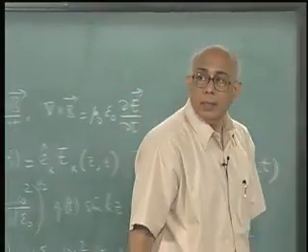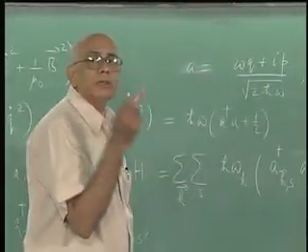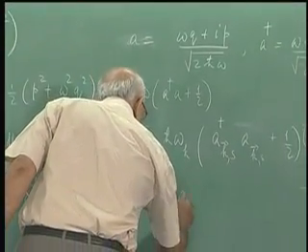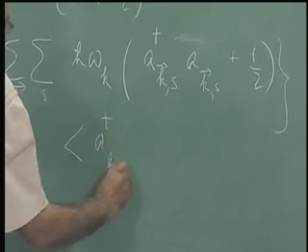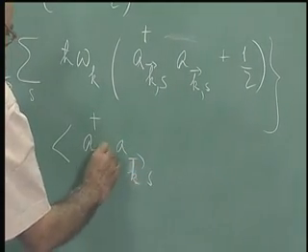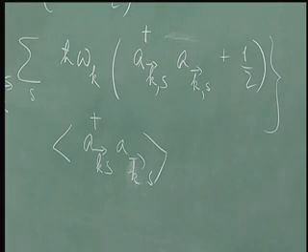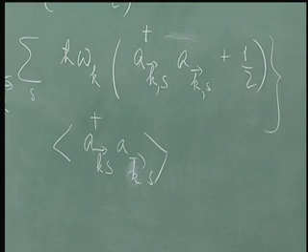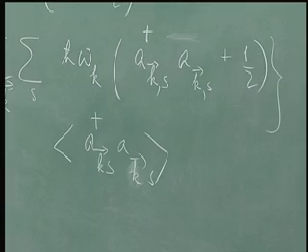What would this correspond to physically, in any state of this field? A_k dagger A_{k,s}. What would this expectation value correspond to? What would be the physical meaning of this? It would give you the average number of photons; it is a number operator of wave vector k and state of polarization s.